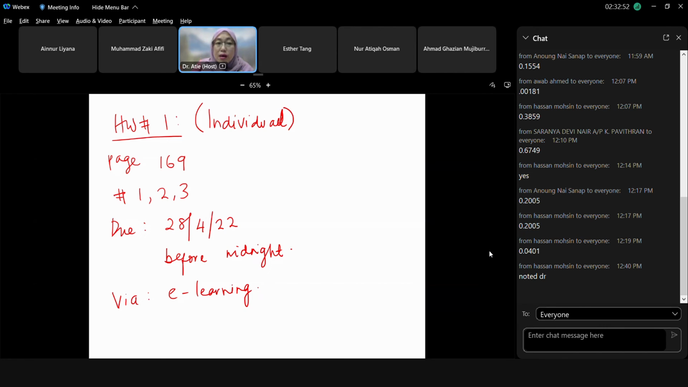Okay, by the way, this is your first homework, your weekly homework, right? This one is individual, not group. So everybody needs to submit your own work, okay? Just write HW, meaning homework number one. So it's different from the group assignment. This one I call homework. It's page 169, number 1, 2, and 3. Usually I will give you 1 week to do your homework.